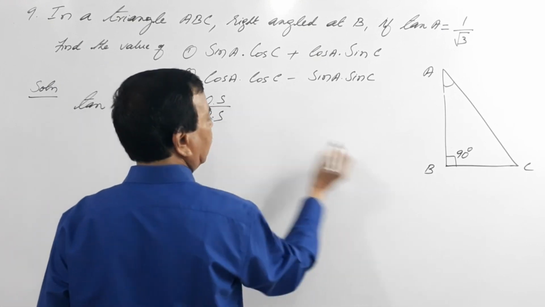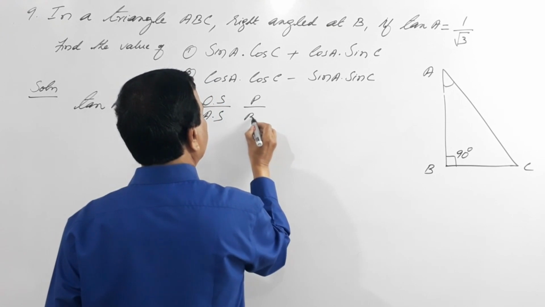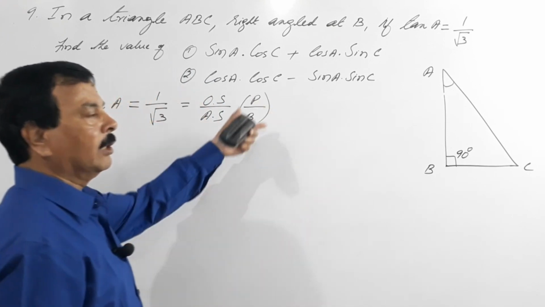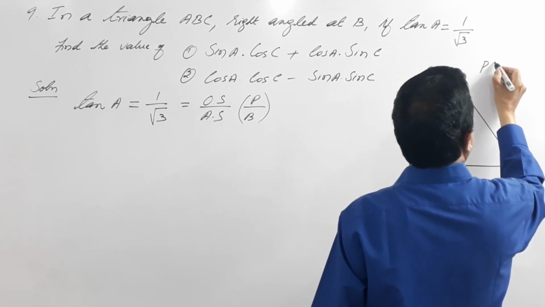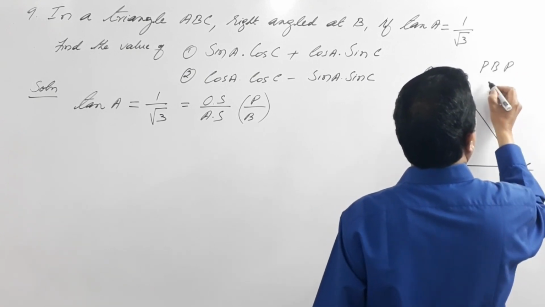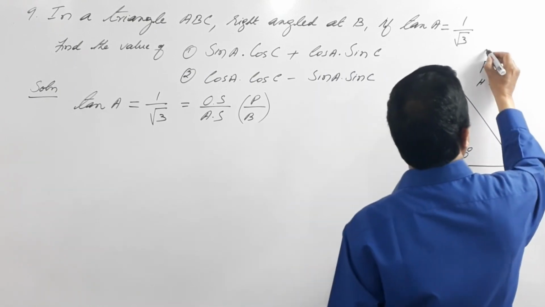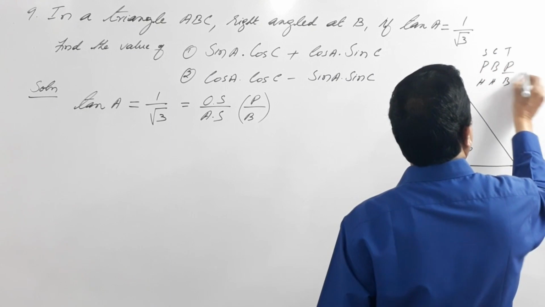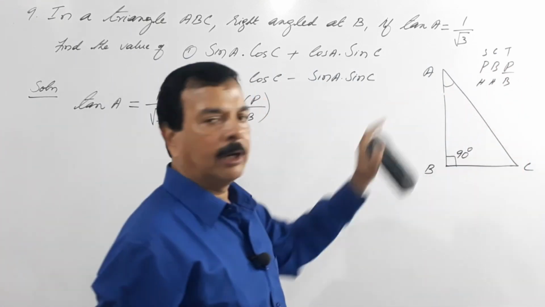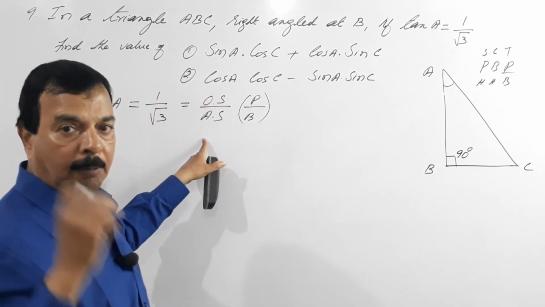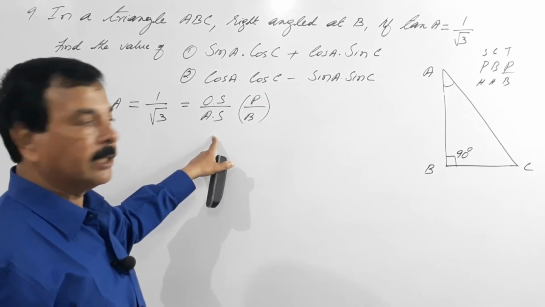Opposite side is nothing but the perpendicular height, that is P by base. I don't rely upon that, so you should know the formula by heart. So tan theta is opposite by adjacent side.